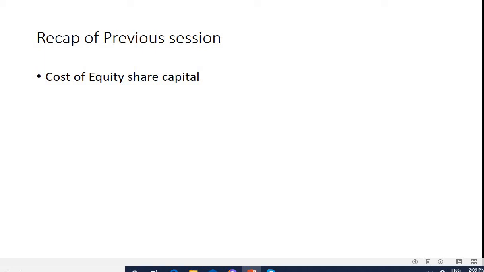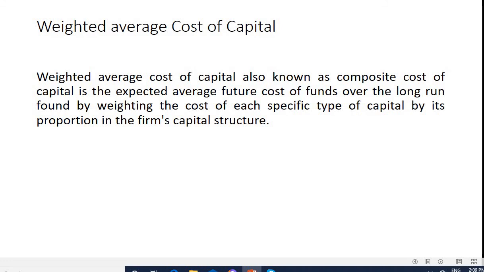So we have seen the various approaches to calculate the cost of equity, and also how to calculate the cost of retained earnings, where the cost of retained earnings is the same as the cost of equity. In the previous session we dealt with that. In today's session we will see what is weighted average cost of capital.